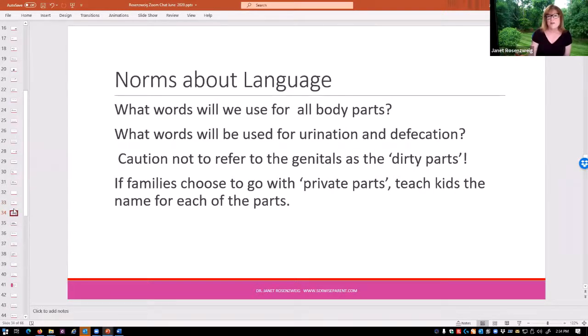Within a family, for example, we might want to talk about norms we'll use for body parts, norms we use for urination and defecation. I always caution families not to refer to the genitals as the dirty parts, but rather, if you don't want to use the medical name, maybe use the term private parts, because at least that brings a good message.